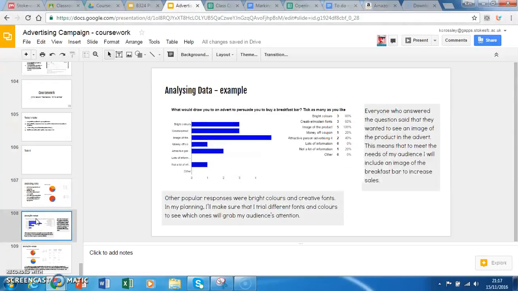Here's an example then. This is looking at what would draw you to an advert to persuade you to buy a breakfast bar. Tick as many as you like. I'm not going to go through and read what's up on screen because you can do this from the actual presentation, as it's in the teacher presentation. What I'm doing is explaining what I've seen from this information: it's really important that in my product I include an image of the product so people know what it is they're going to buy.